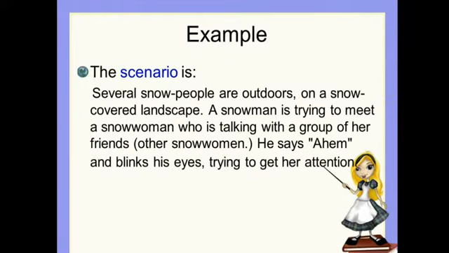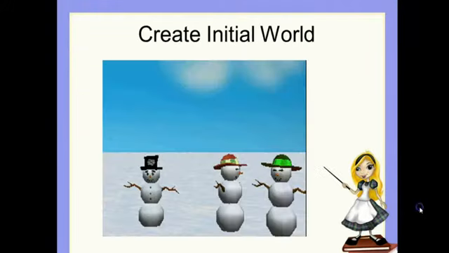So here's our story. We've got some people outside. They are snow people, and there's a snowman, and he's basically trying to pick up a snow woman. And what he's going to do is say ahem to get her attention, and he's going to blink his eyes. She's not going to respond the way he hopes.